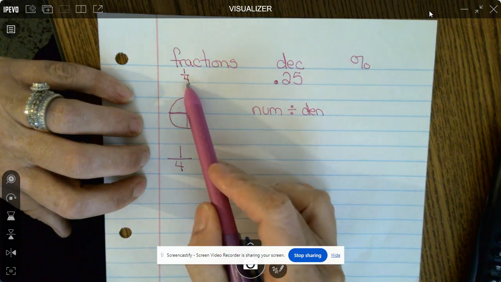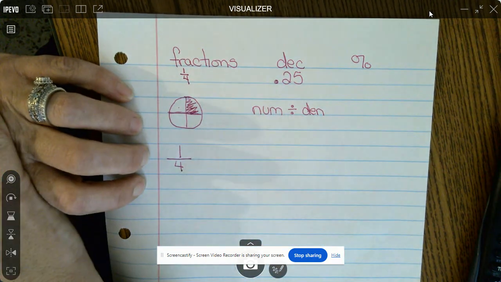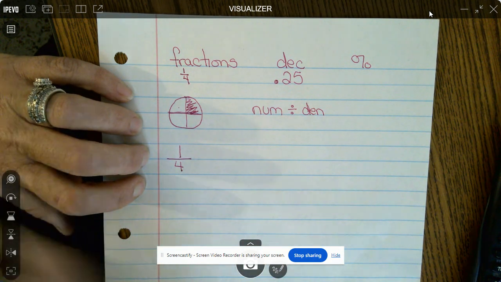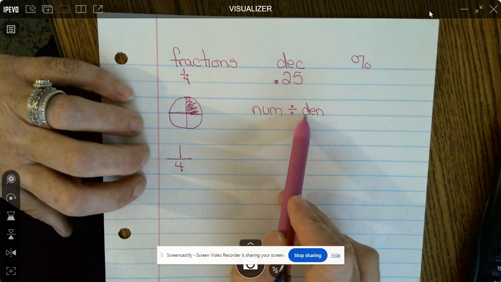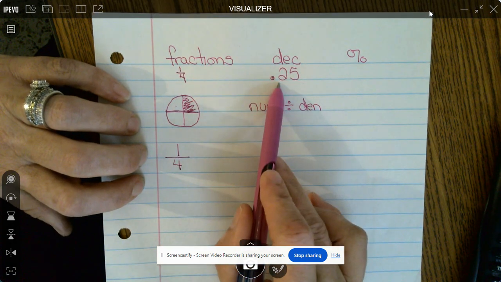So 1 divided by 4 gives you 0.25. All right, are we good on this one? Numerator divided by denominator gives you a decimal, 0.25.